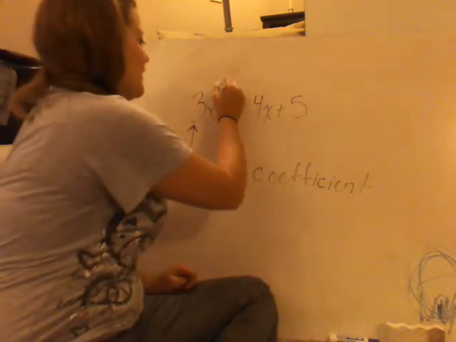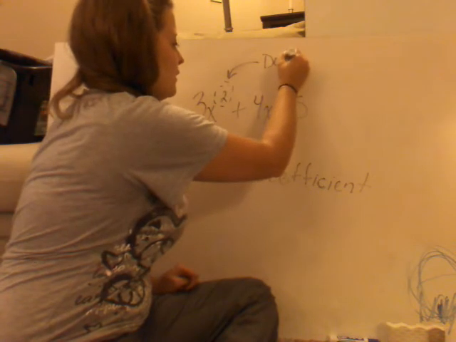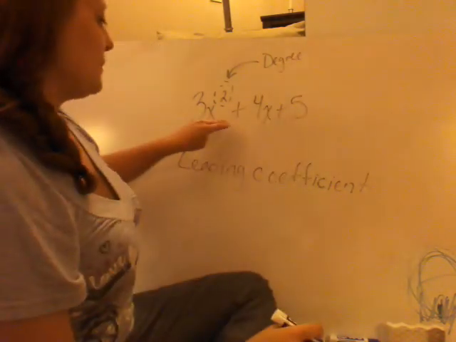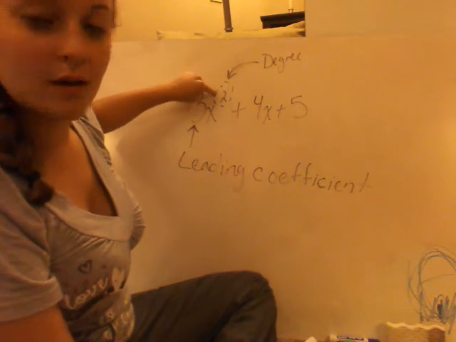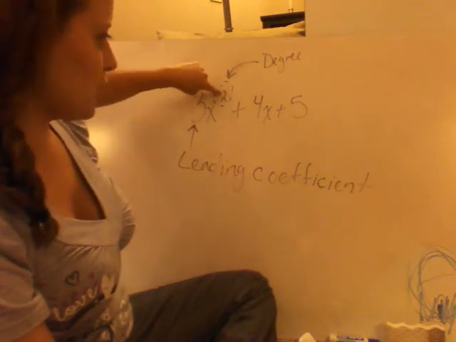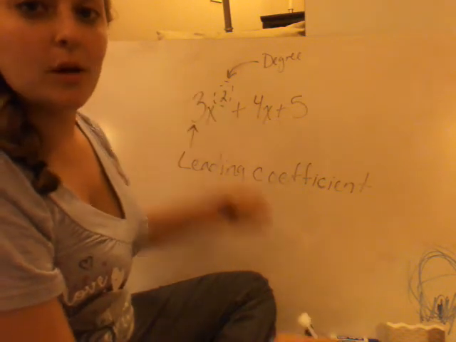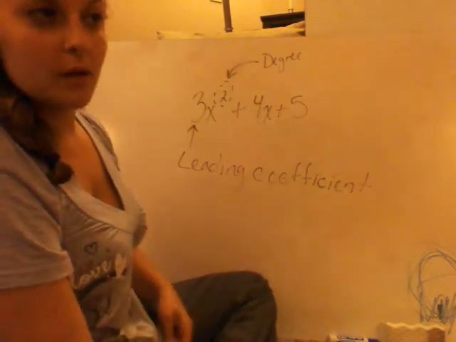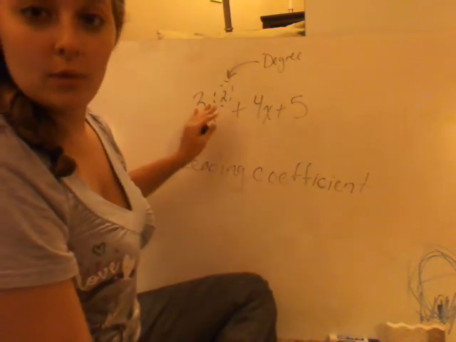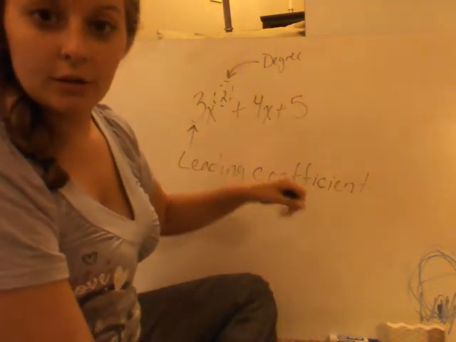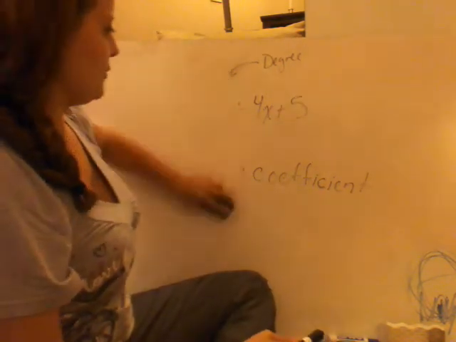Alright, and now this right here is my degree. This is my highest variable amount, so my highest degree right there. So the largest number over the variable, and the variable again is this x. And this x could be a y, it could be a w, it could be a q, it doesn't really matter. It's representing a number that we don't know, that we're going to try to find later. Alright, so there's a couple of reminders.